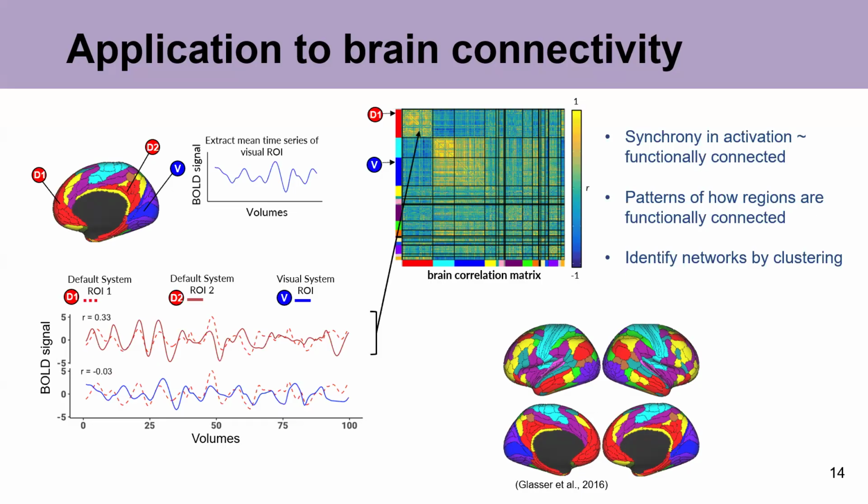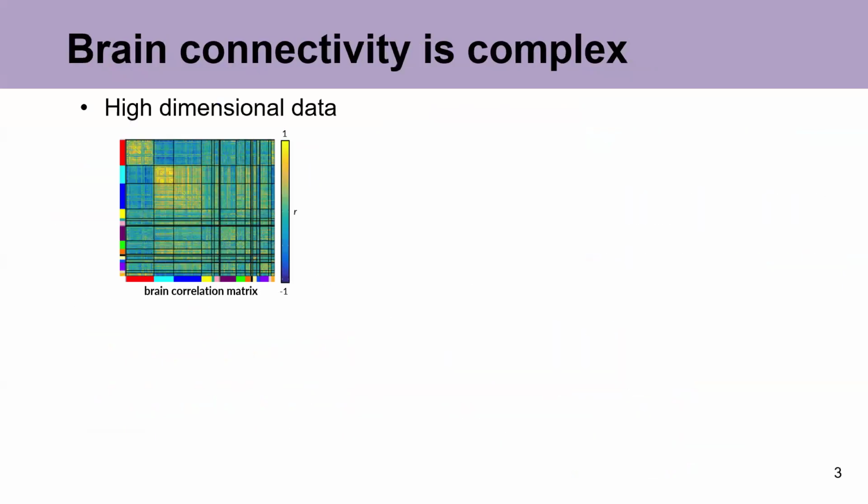The BOLD signal from the same network should be more synchronized, and from different networks should be less synchronized. So these are the networks we have. Default mode. Okay, so the main thing I wanted to mention is connectivity data is high dimensional.